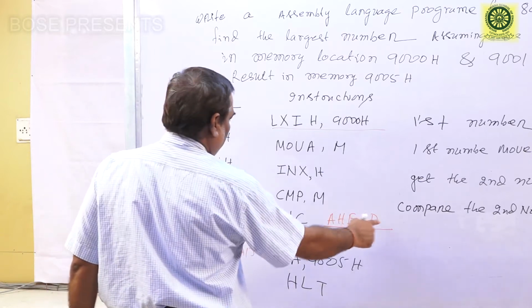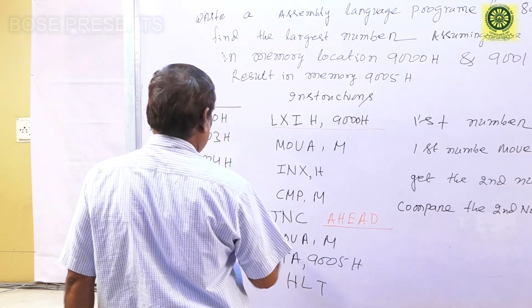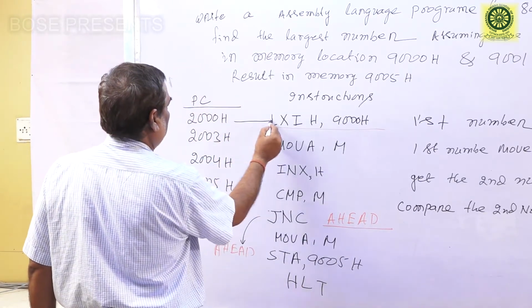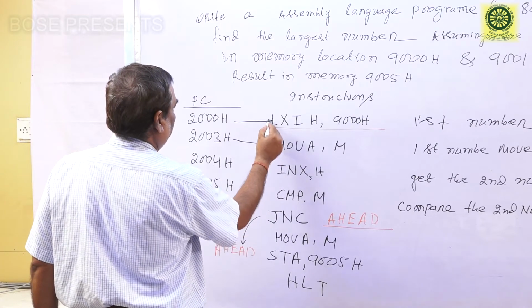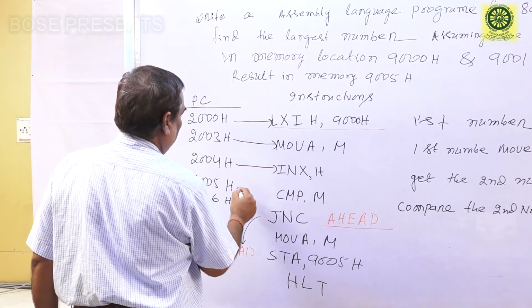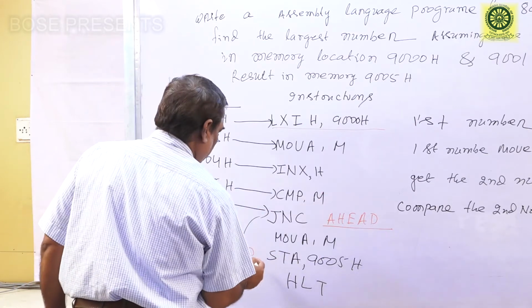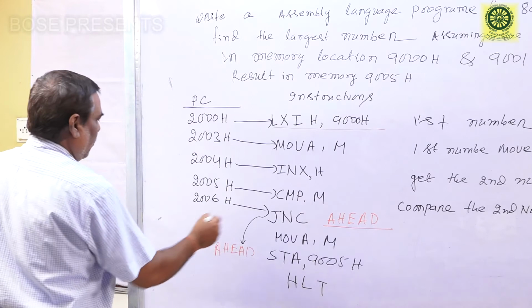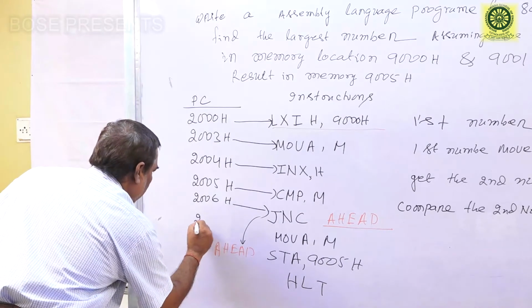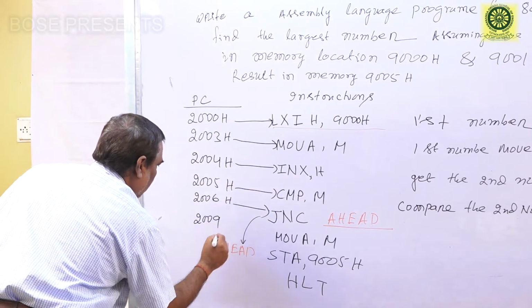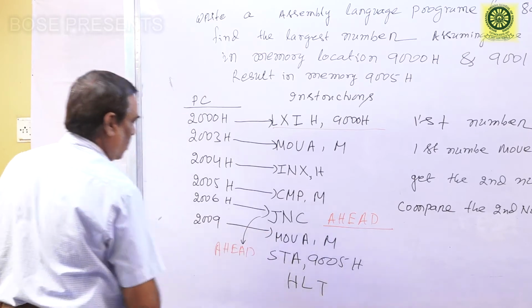Now here JNC ahead. This is the program counter content of the first instruction, second instruction, third instruction, fourth instruction and fifth instruction. Now here there is an address, so this is a triple byte instruction. So the next sequence of the program counter is 2009 for this instruction.